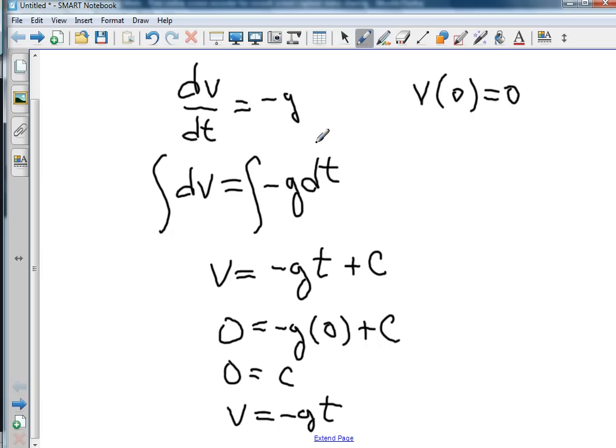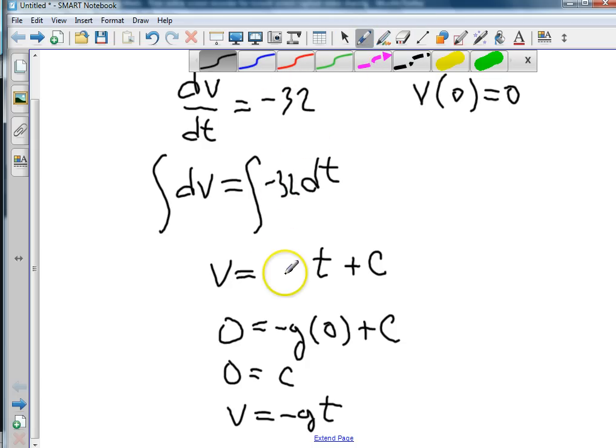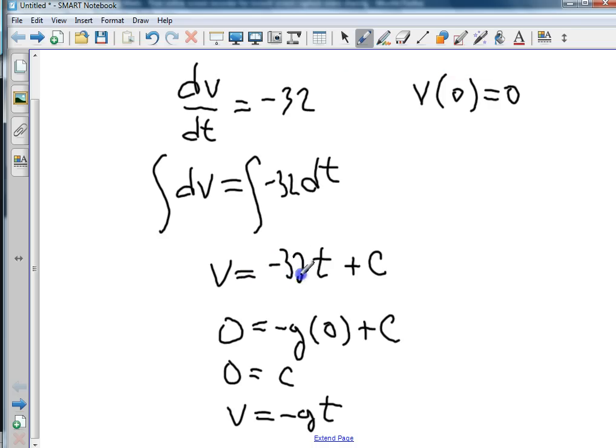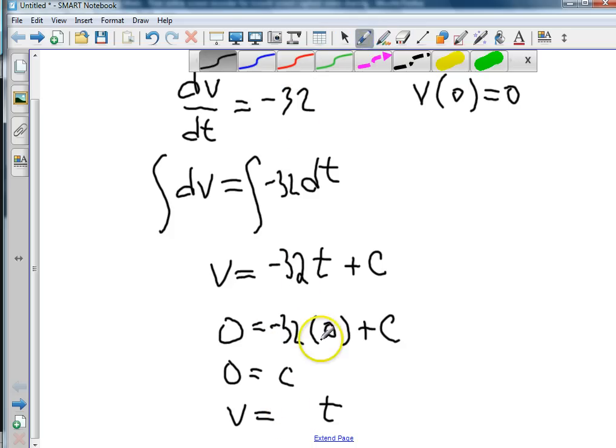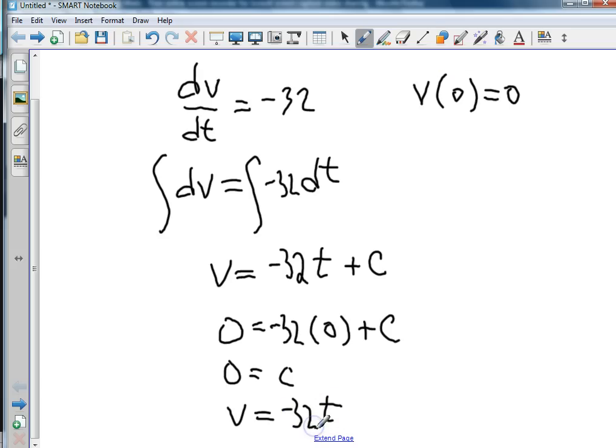32, right? So while I say g, I could say it's 32. So let's say this is negative 32 feet per second, and this is negative 32 feet per second, and this is negative 32 feet per second. Realize that it's different if you're not at sea level on the Earth. What if you're on the moon? What if you're on a mountain? It could be different. So for this particular problem, I'm not going to say g in general. I'm going to say negative 32 feet per second.